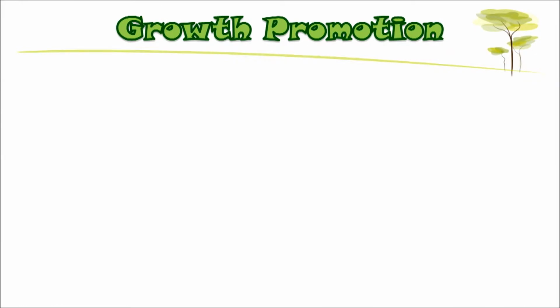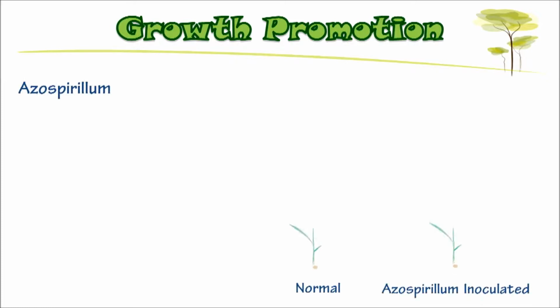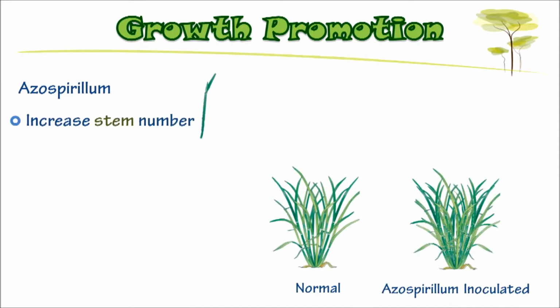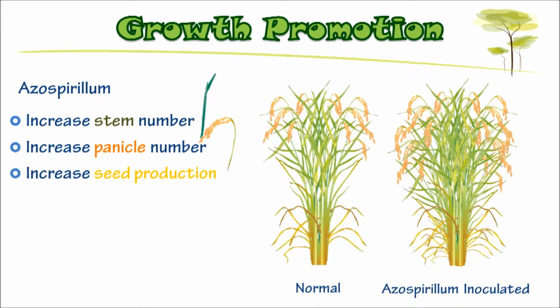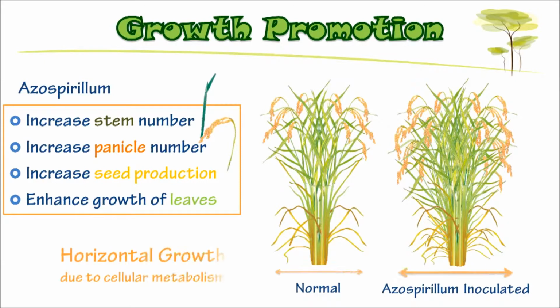According to research from Mycal Manufacturing, Riken, and Tohoku University, it is proved that the endophyte Azospirillum quickens the increase of the stem number of rice. This brings about an increase of panicle number and seed production. Moreover, the endophyte enhances growth of leaves. Azospirillum promoted horizontal growth due to cellular metabolism rather than vertical growth.